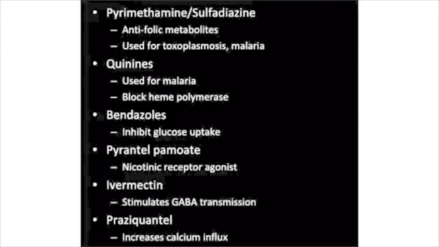Pyrantel is the next one. It paralyzes helminths basically by blocking acetylcholine transmission at the neuromuscular junction in the worm. Ivermectin is similar with a twist. It also paralyzes worms, but what it does is it stimulates GABA transmission. Praziquantel, once again, works in a similar fashion from a different angle. It increases calcium transmission into the cell, causing kind of a spastic paralysis of the worm muscle.